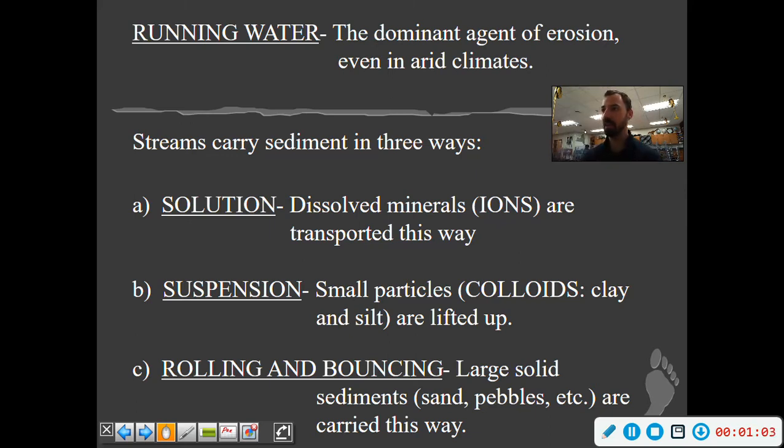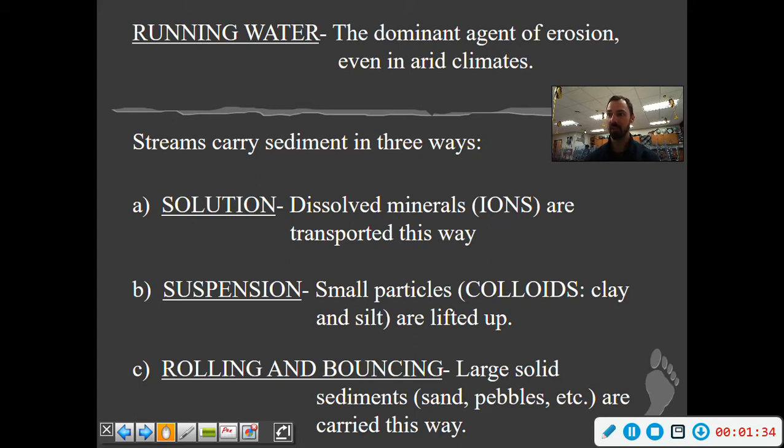First way is by solution. These are your dissolved minerals and ions that are transported with the river at the same speed. Suspension, those are the ones held off the bottom. Small particles such as colloids or clay and silt are lifted up off the bottom. And sometimes you can see a murky color in a river after especially a heavy rainfall. It's carrying those smaller size sediment.